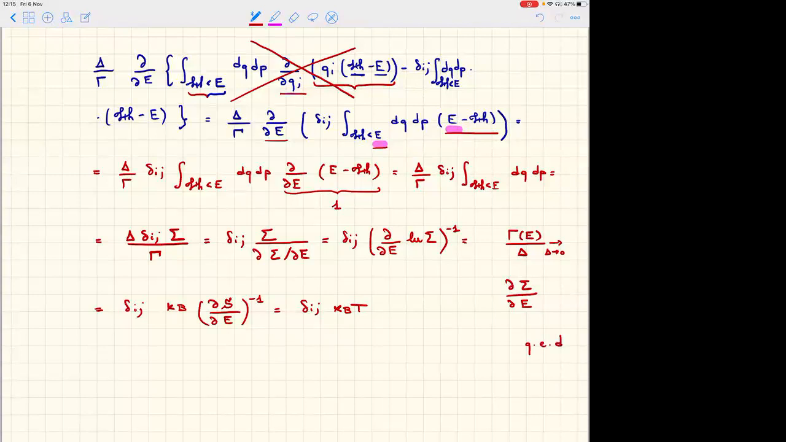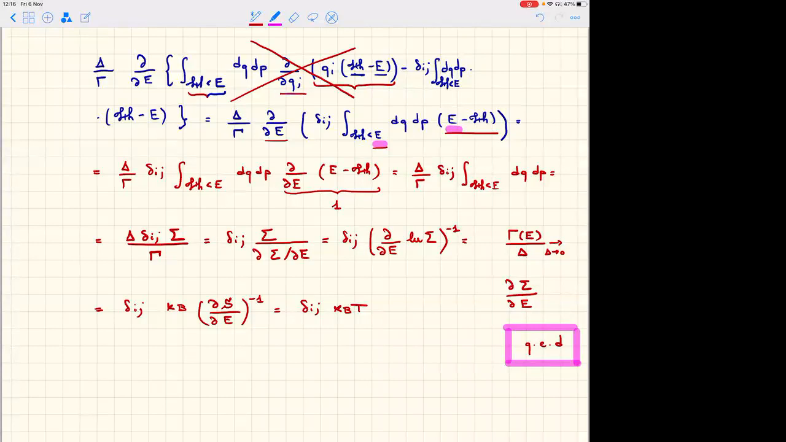Have you ever seen this QED? You know what it means? Yes, it means what we want to prove. What, for quod erat demonstrandum? Since you're in Italy, I can use Latin. Okay. What we want to prove. Quod erat demonstrandum.